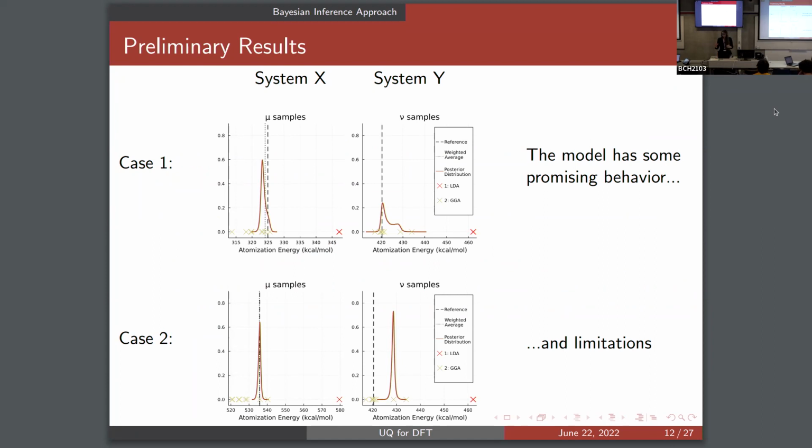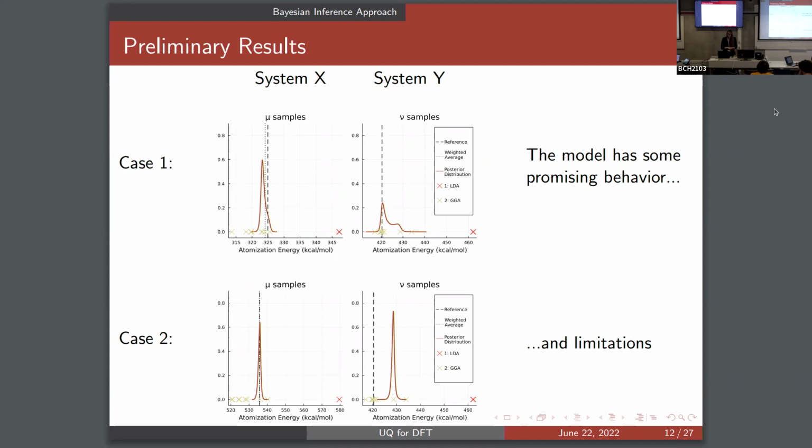There's a range of different results we can get by applying this inference model. I'll give you an example of just two before getting more into the assumptions that lead to this case. On the left, we have the inference results for the X system, which again is the system where we have reference data available to the model, marked by the black dashed line. On the right are the results for the Y system. We have reference data marked here, though that's not available to the inference model.